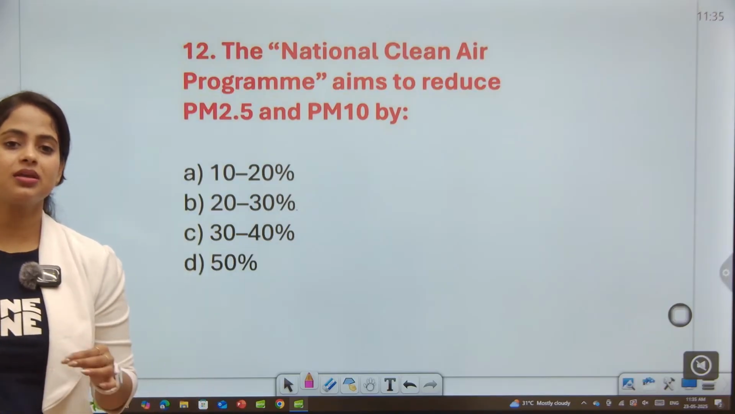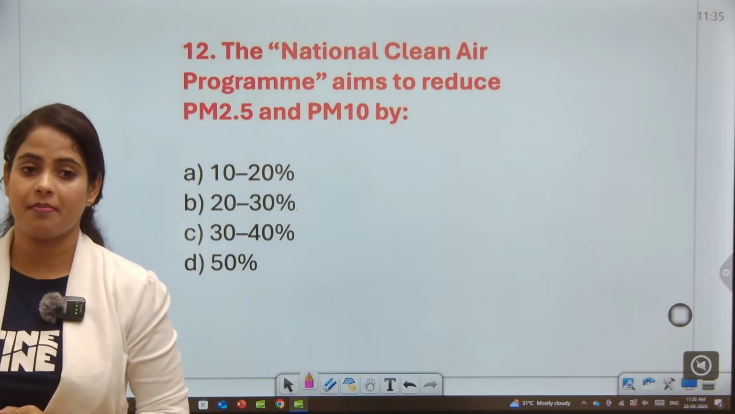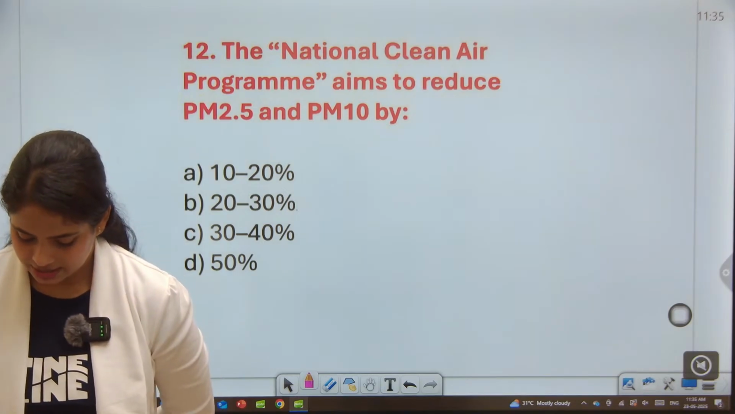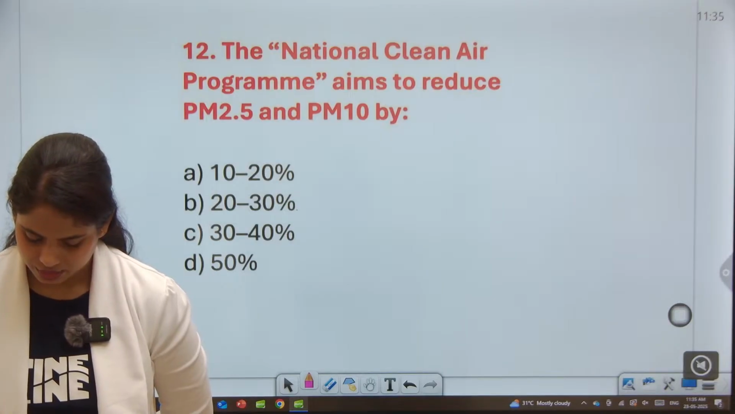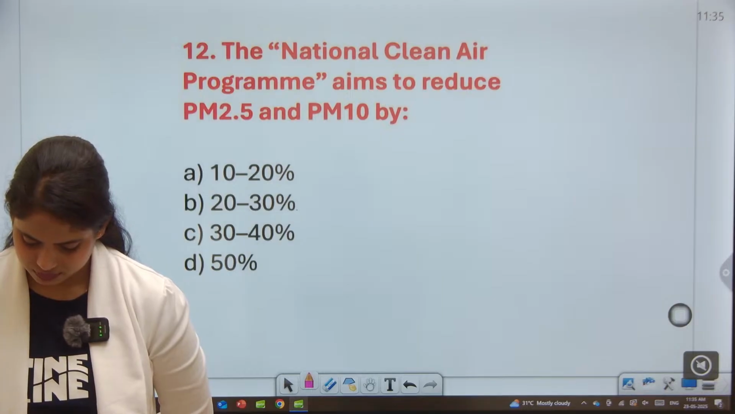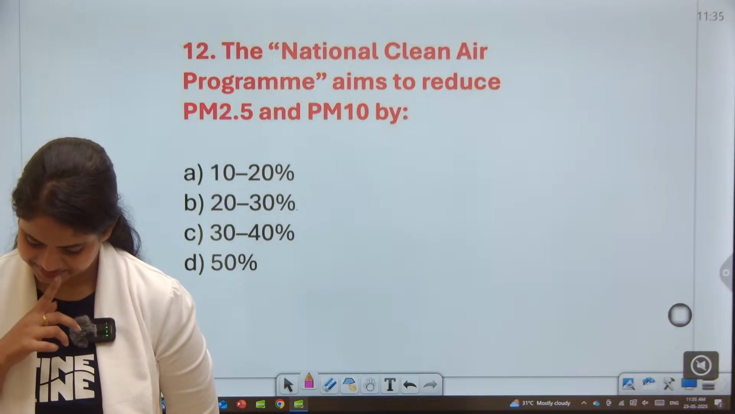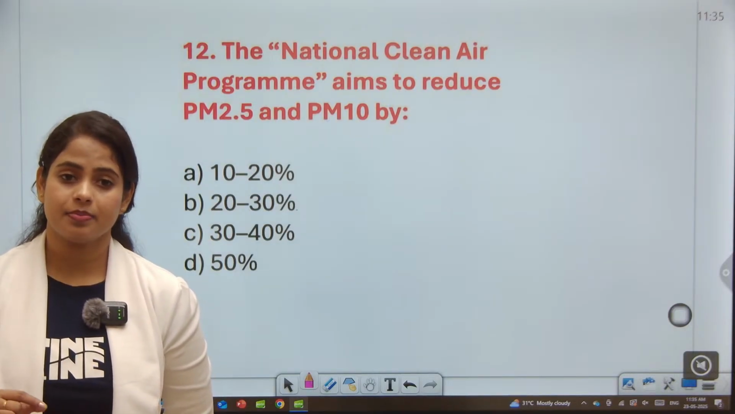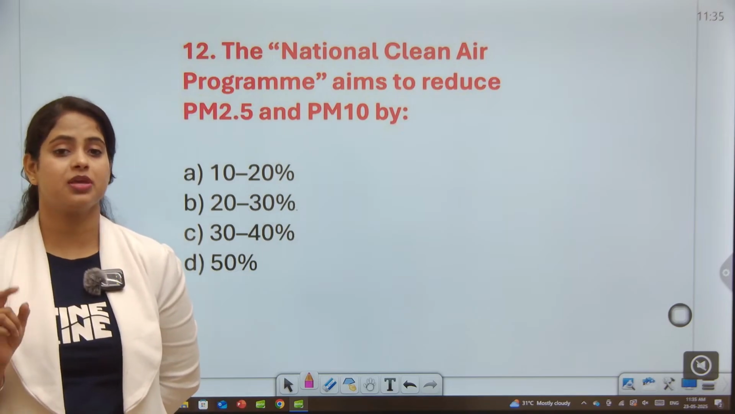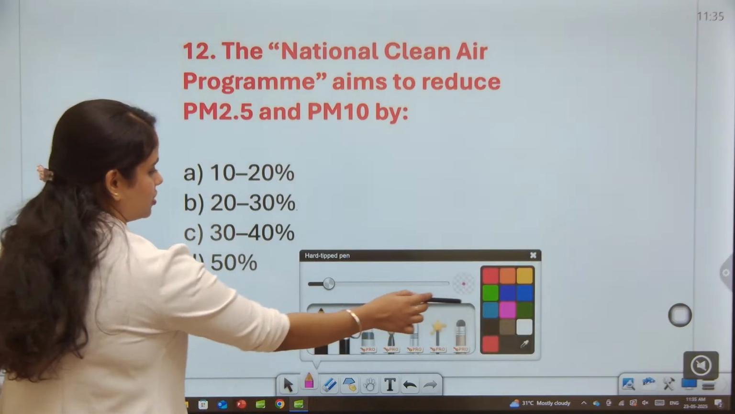Next, the National Clean Air Program aims to reduce PM 2.5 and PM 10 by what percent? Tell me, what will be the right answer? The National Clean Air Program aims to reduce PM 2.5 and PM 10. Guys, PM doesn't mean Prime Minister. That is the particulate matters.